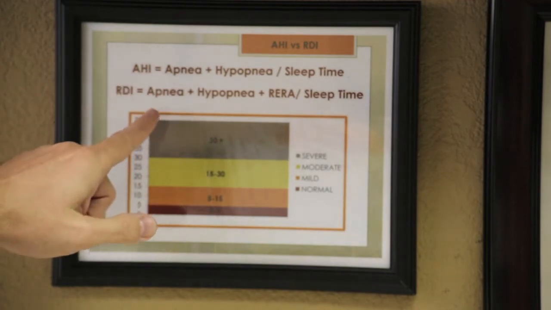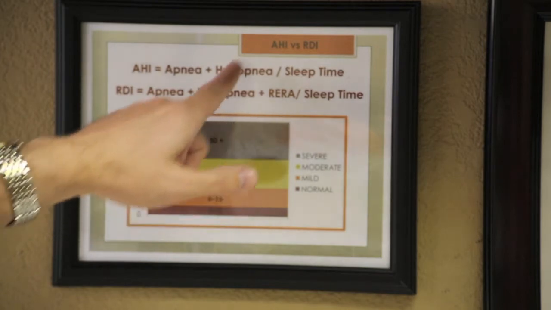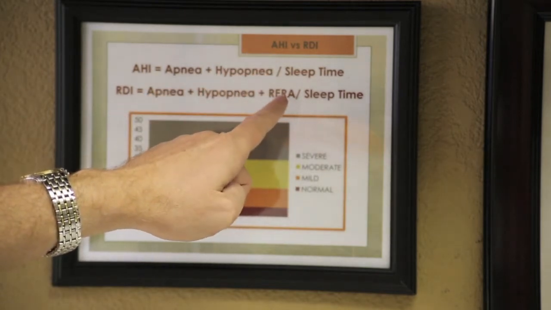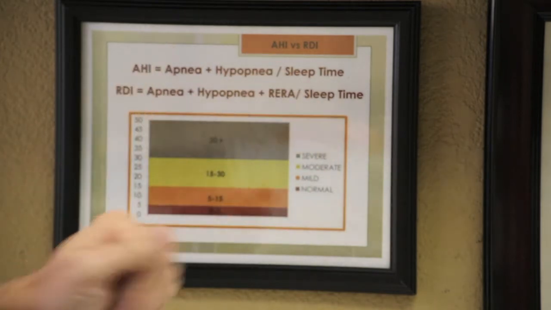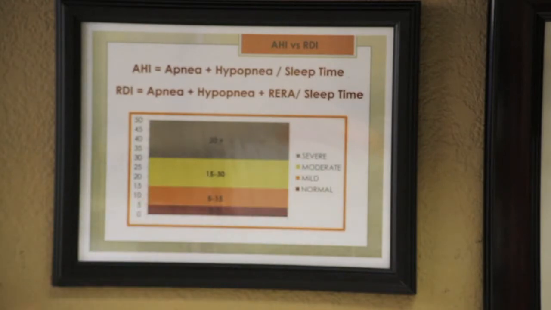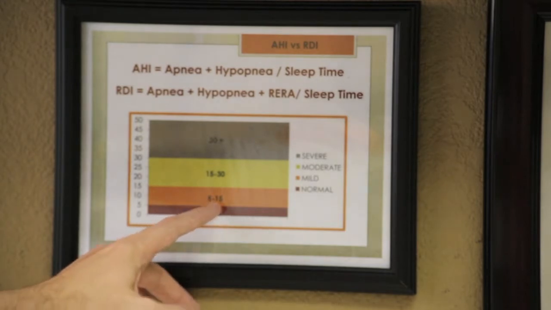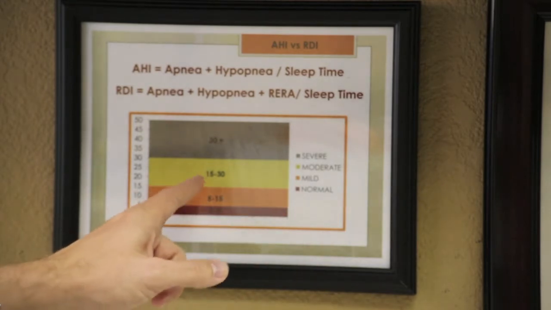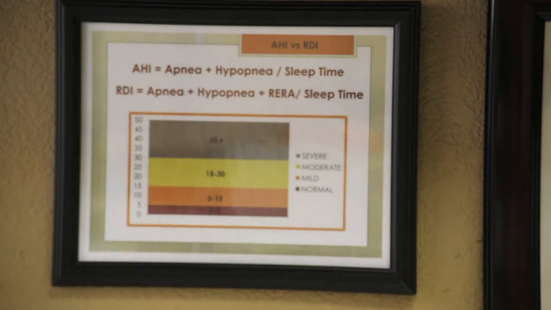RDI is exactly the same. You have your apnea-hypopnea index, but it also includes respiratory event related arousals, and that's divided by your sleep time as well. Once those numbers are calculated, if they fall between 0 and 5, that's within normal limits. If they're between 5 and 15, that's considered mild. 15 to 30 is moderate. Anything over 30 is severe.